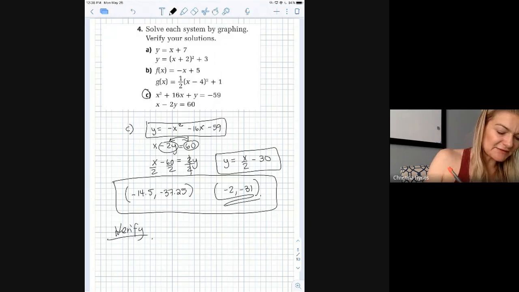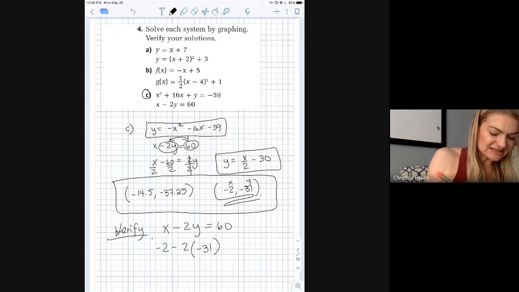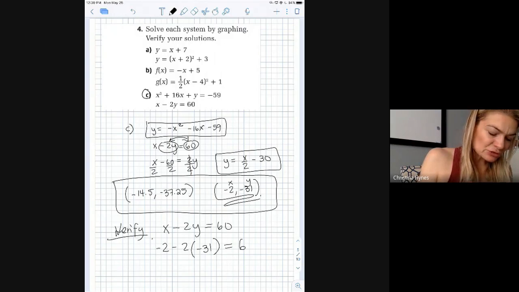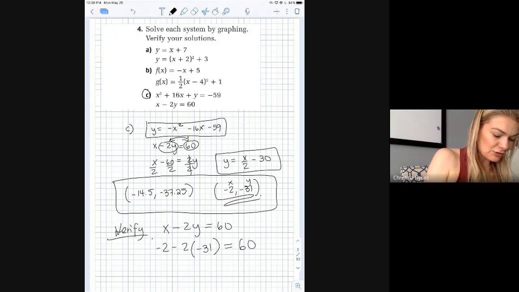Let's plug in -2 and -31. So x is -2, y is -31. So -2 minus 2 times -31. I'm plugging that into this equation here. So this is the second equation. It's much easier, which is why I'm choosing this one. So we're checking, does the left side equal 60? If it does, then we know that this is correct.